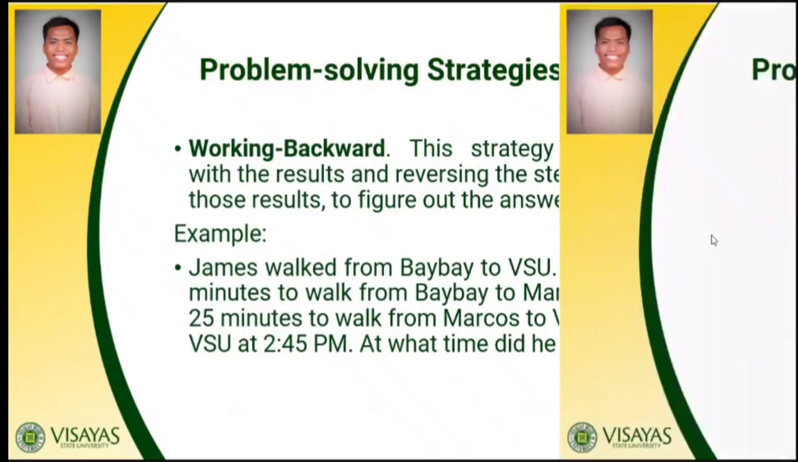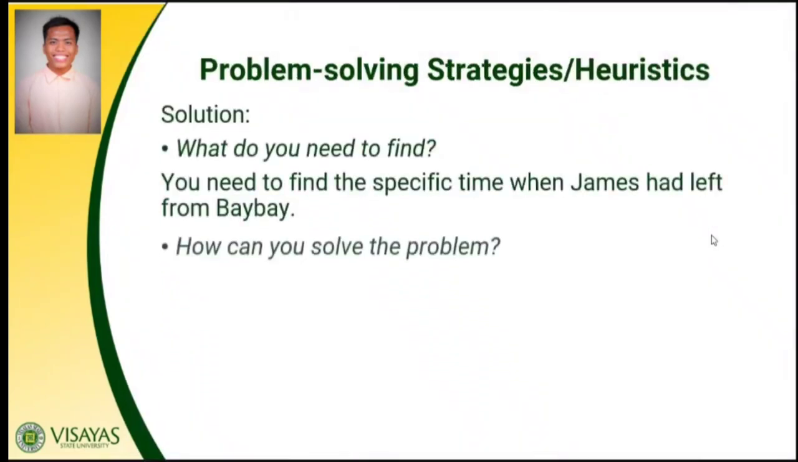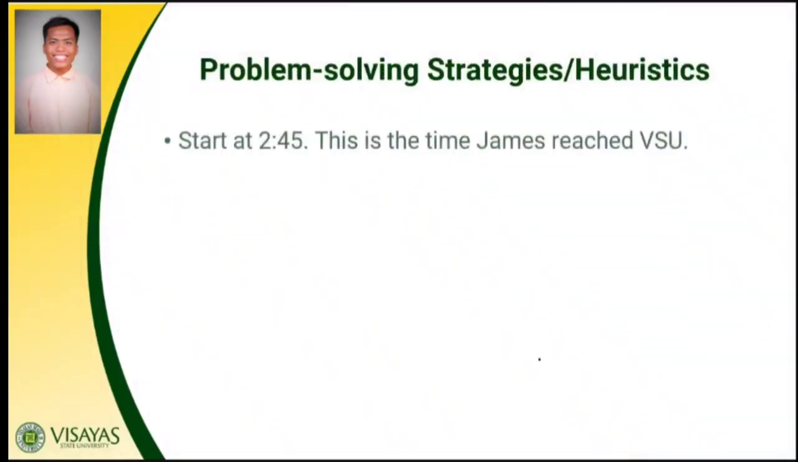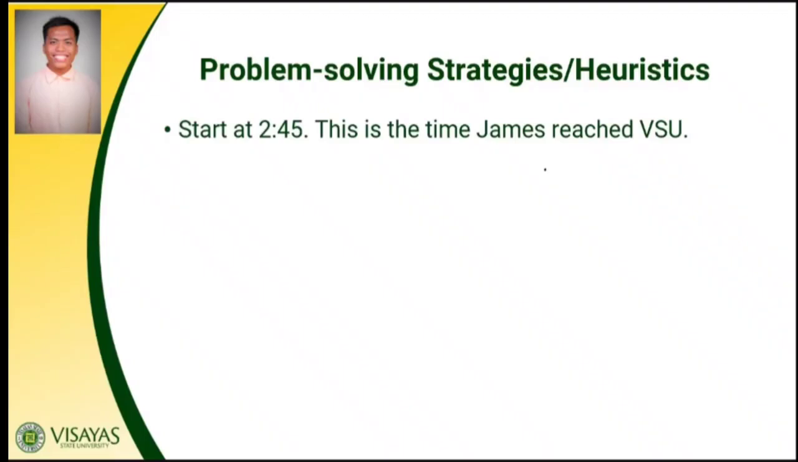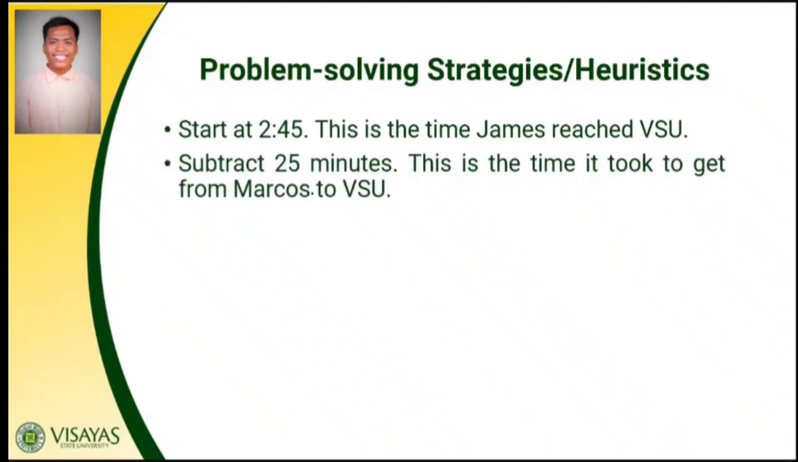So to answer this, you start from when he reached VSU. Okay? So we start at 2:45. This is the time that James reached VSU. Then he walked 25 minutes. So we subtract 25 minutes from 2:45, and it becomes 2:20 p.m.